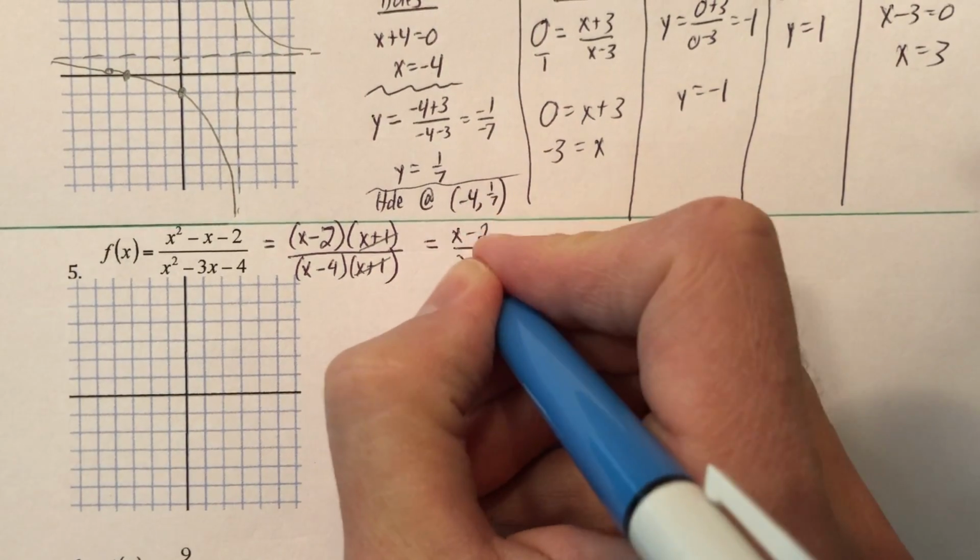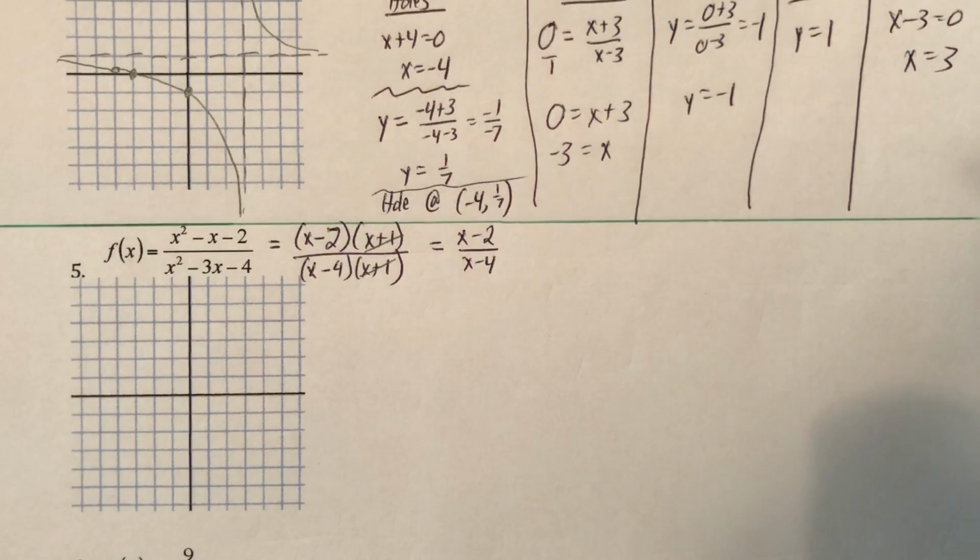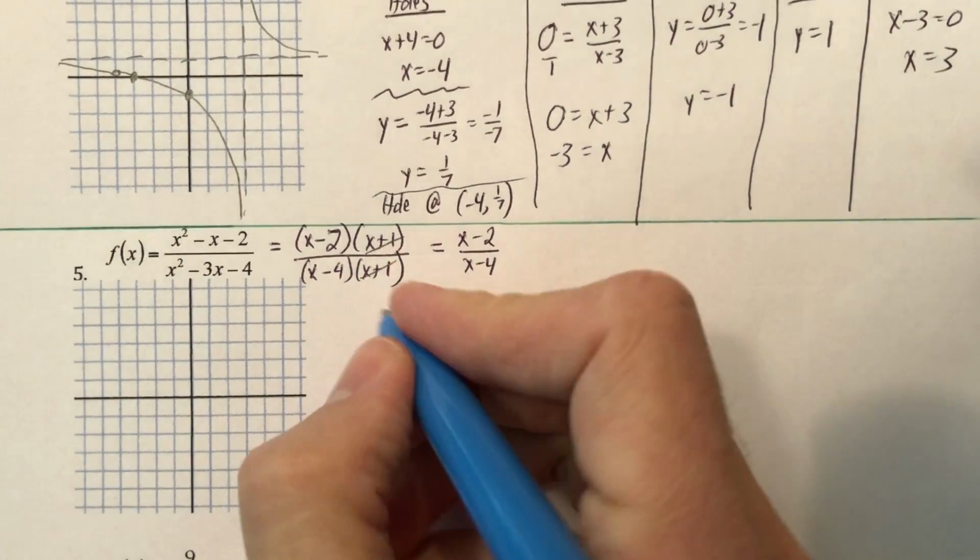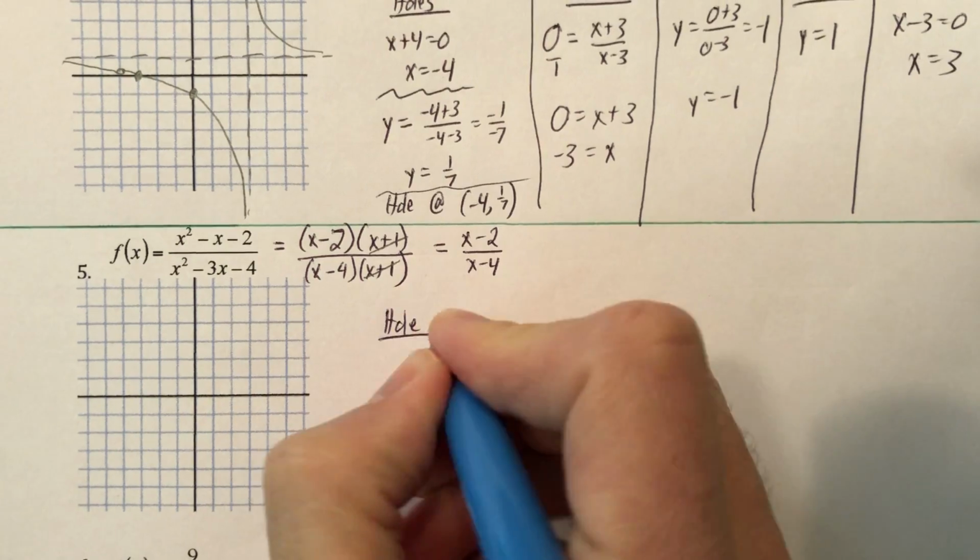x minus 2 over x minus 4 is the function that I'm really dealing with, but I took out a factor. And because I took out a factor, there is a hole in my graph.